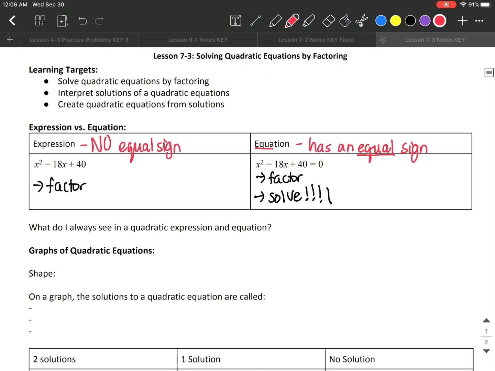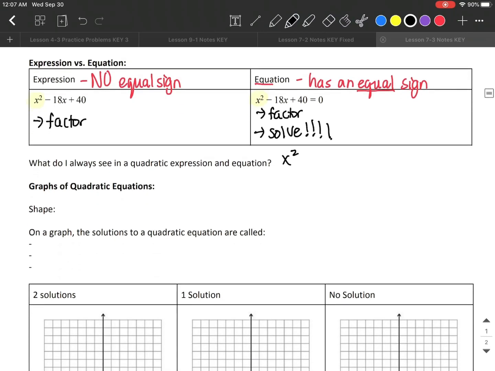All right. What do I always see in a quadratic expression and equation? Well, looking at these two examples, they have the same exact numbers, but what I always see in a quadratic something is x squared. So if I see x squared, I know I have a quadratic something. X squared is the key for quadratics. If I see x squared, I know I have a quadratic equation. The graph of that thing is going to look like a parabola.